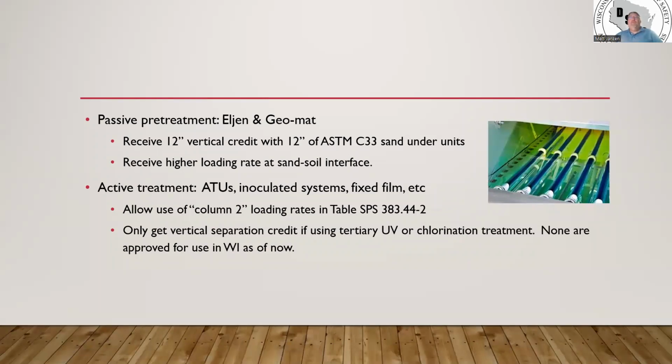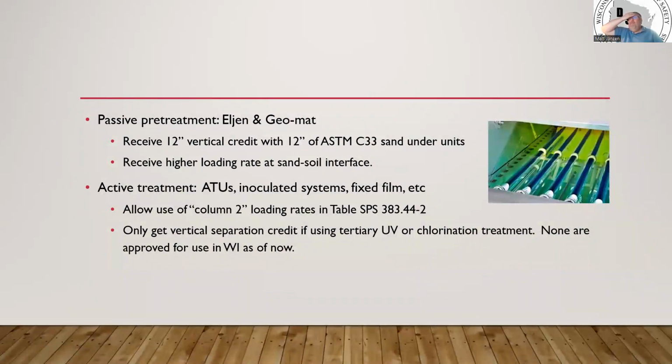So they get the 12-inch vertical credit and they get the downsizing, but they get 12 inches of credit with 12 inches of sand. So it's sort of a wash that way. The active treatments, the ATUs, the inoculated systems that have the inoculants in them, the fixed films, etc., all the other systems that are approved for use in the state do allow the use of what we call the column 2 loading rates in table 3-344-2. So that's the higher loading rates.